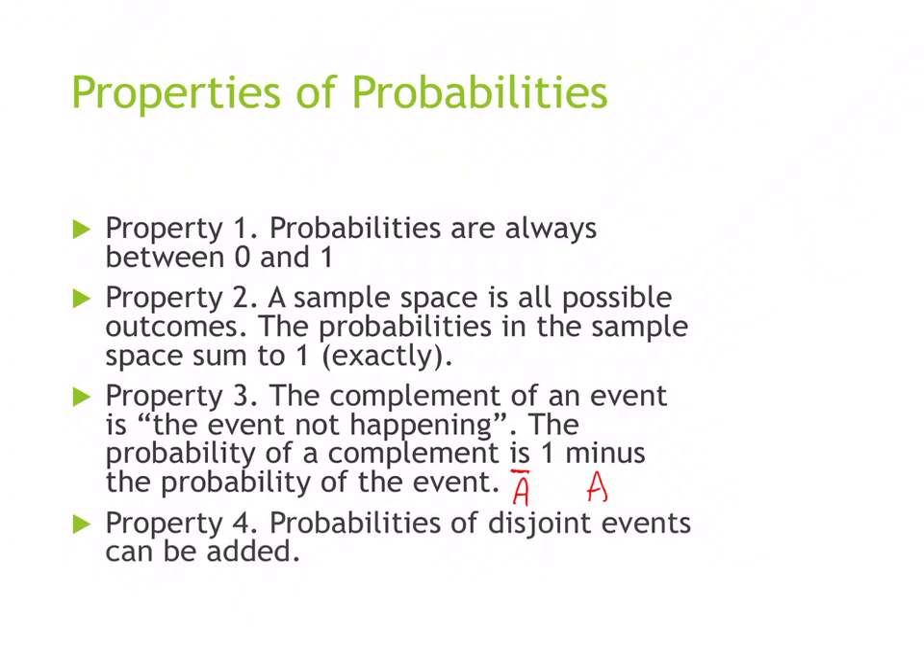Property 4. The probabilities of disjoint events can be added. We're going to go into an illustrated example for 4 coming up.